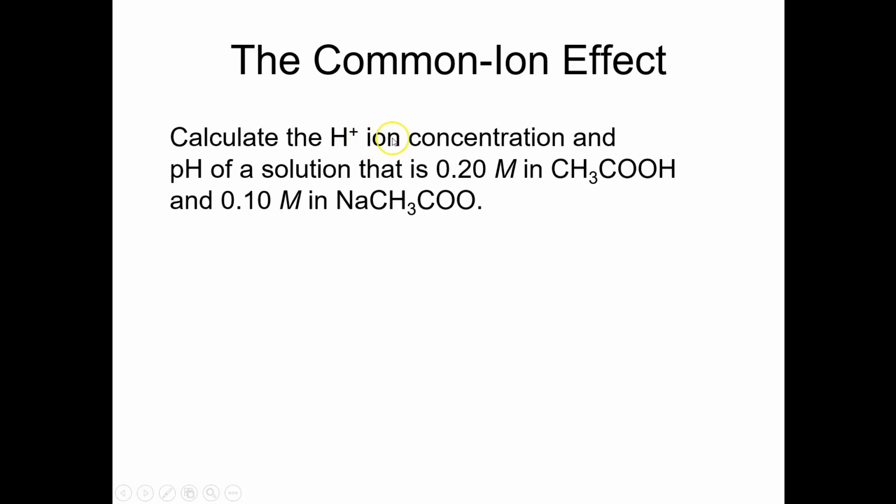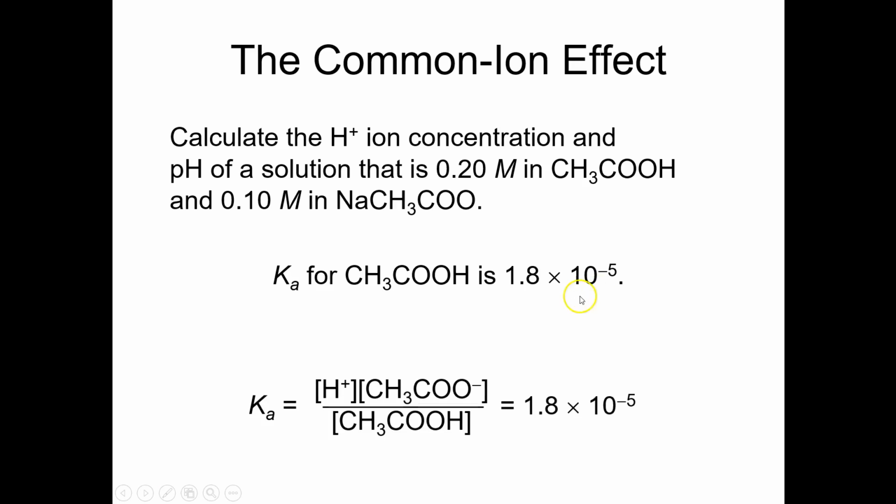Calculate the hydronium ion concentration and the pH of a solution that is 0.2 molar in acetic acid and 0.1 molar in sodium acetate. And remember, sodium's a spectator ion, so we're really just talking about the acetate. And we know that the Ka for acetic acid is 1.8 times 10 to the minus fifth, and so we can write the Ka expression. At equilibrium, the hydronium times the acetate over the acetic acid concentration is going to be 1.8 times 10 to the minus fifth.